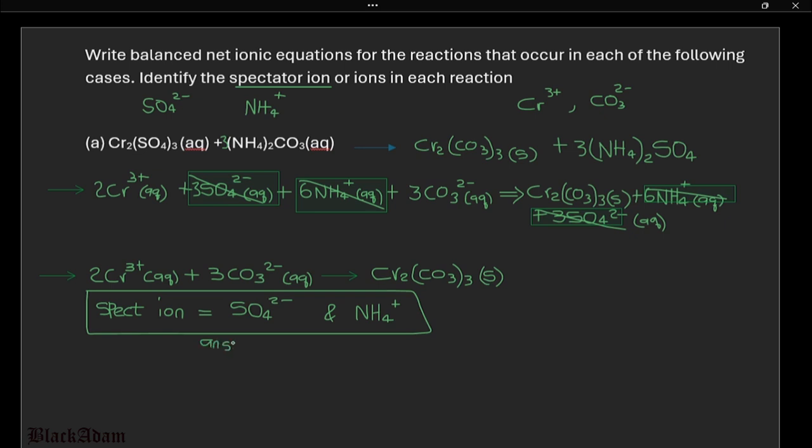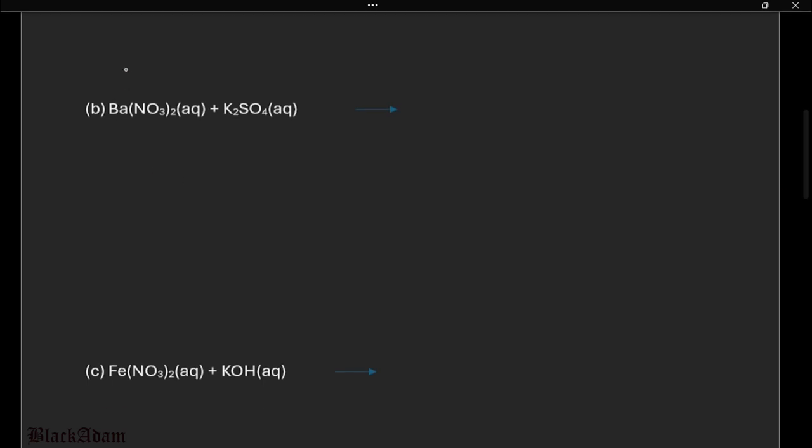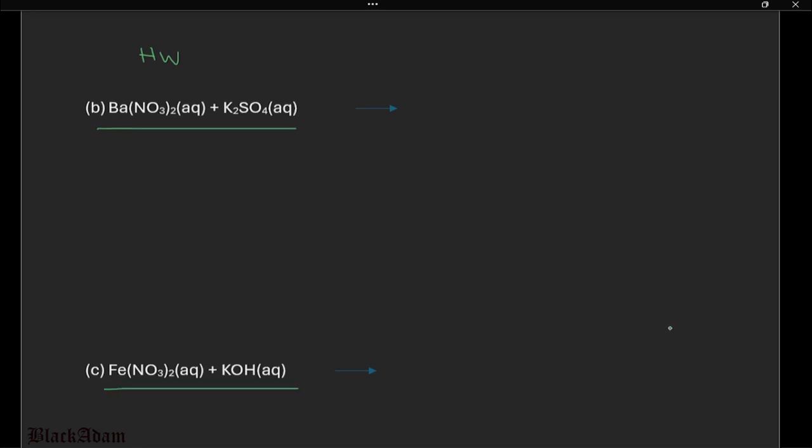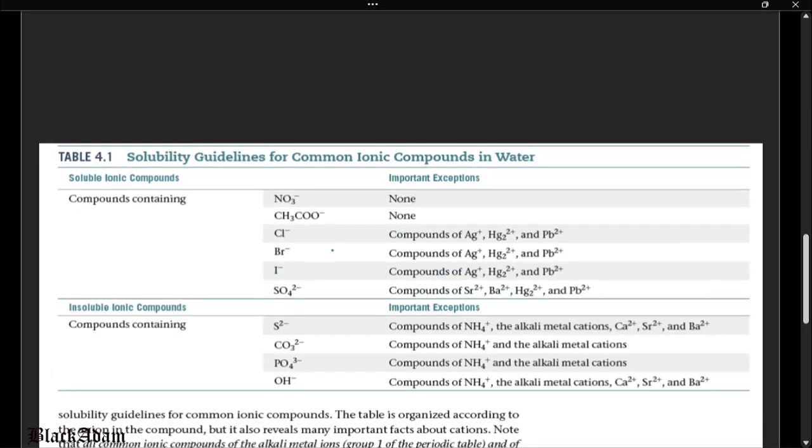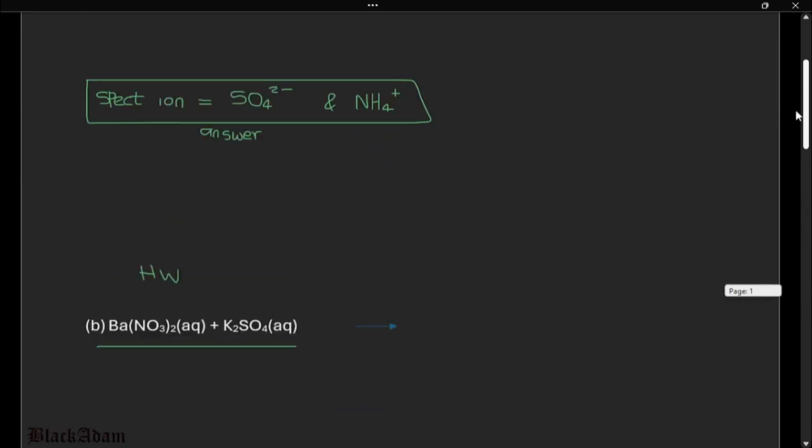And that's it. So the rest will be homework. Any question, please put forward. So that's your homework there. Barium nitrate reacts with potassium sulfate. Iron nitrate reacts with potassium hydroxide. So what's the solution? So you can follow in the table and determine your precipitate.